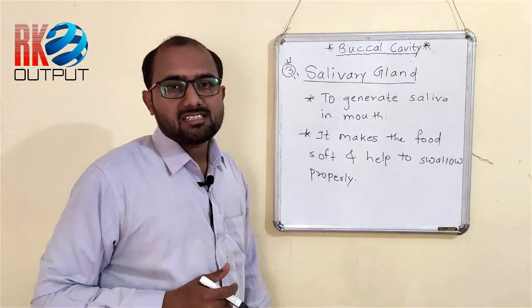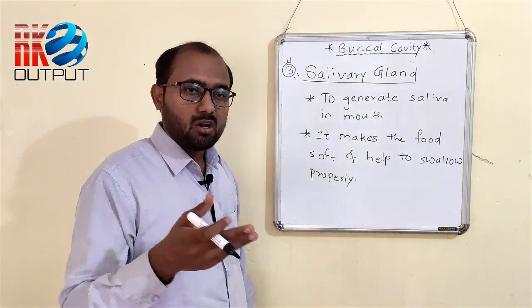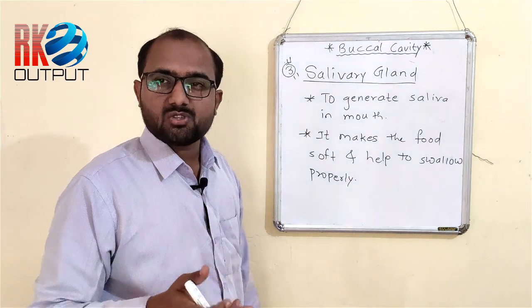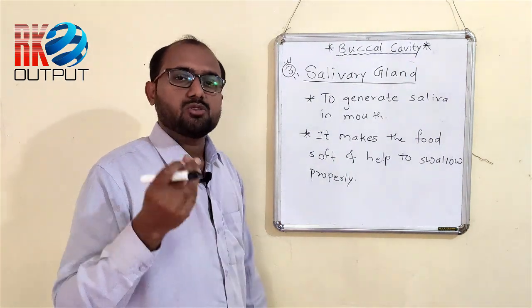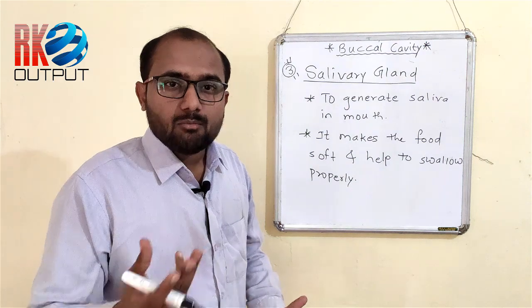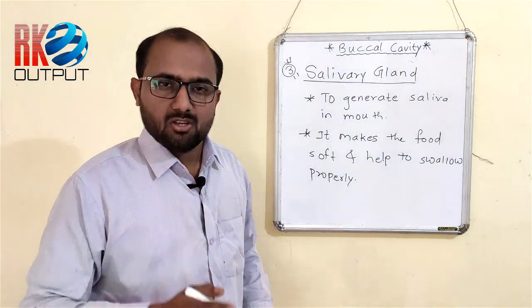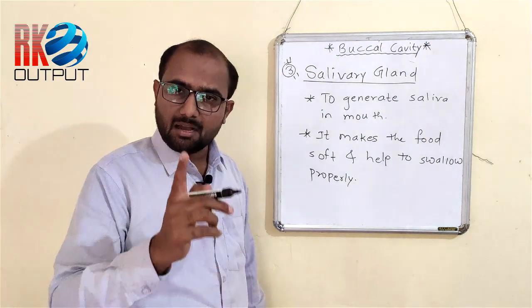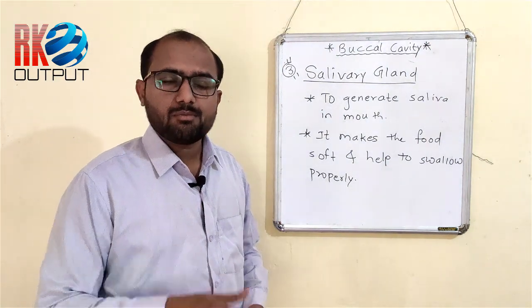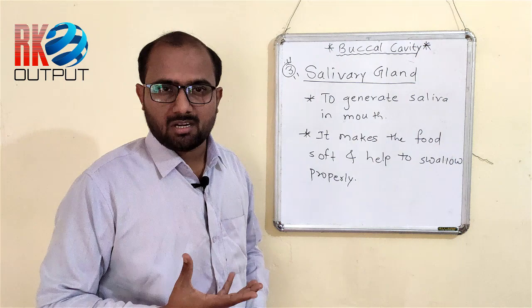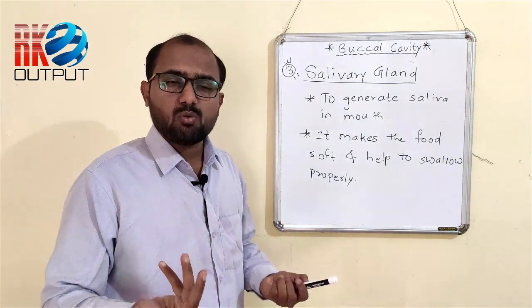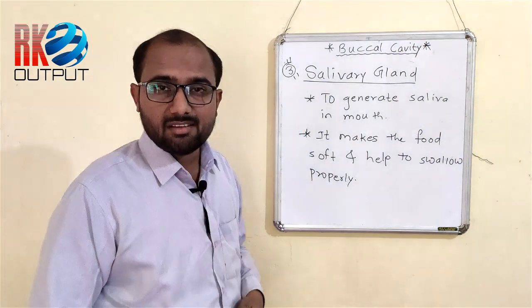In your English subject you are studying that watering the mouth. It is one of the phrases which we are using in our day-to-day life. So watering, mouth watering. What does mouth watering mean? The saliva is going to be generated. So whenever you are thinking about the food items, immediately our mouth starts watering. So what is this and how is it possible? This is possible because of salivary gland.